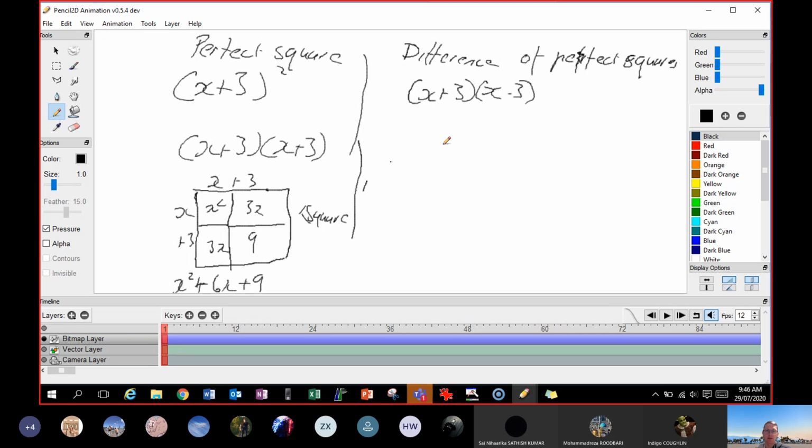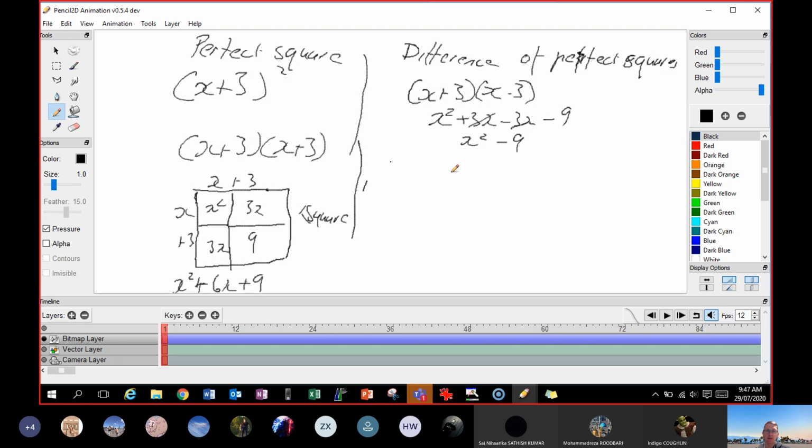If we do this, let's create an array for this. If we expand this, right, it's going to be x squared plus 3x minus 3x minus 9. So that is going to leave me with x squared minus 9. So you're going to notice that that is a difference of perfect squares. Notice the x's have disappeared because these two cancelled each other out.